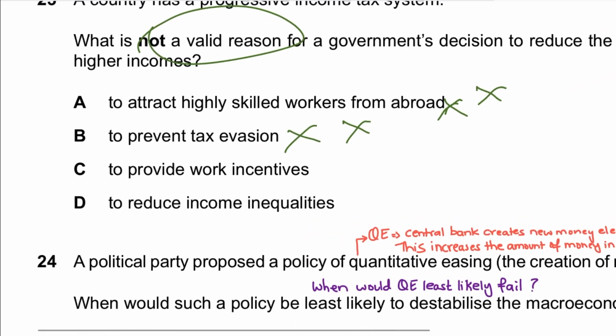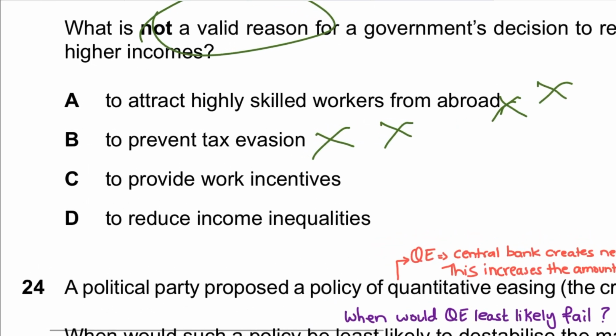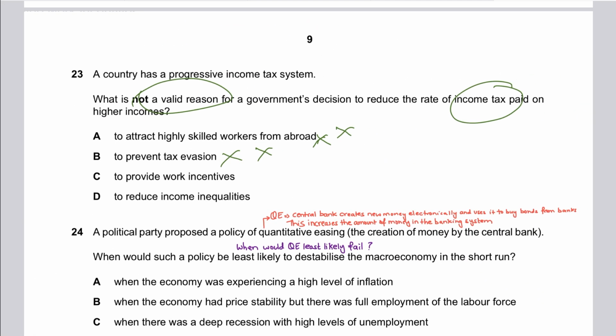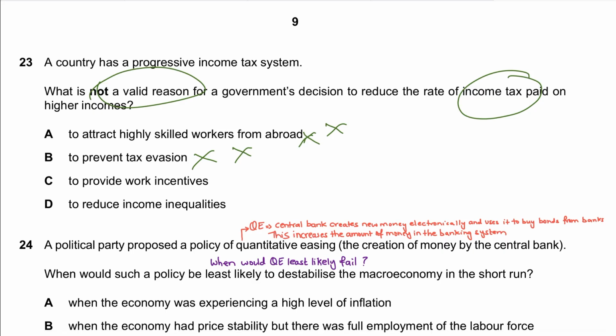Number 3, C says to provide incentives. Now, if the government is reducing the income tax rates on the upper income groups, which technically means that the government is lowering the marginal tax rate on the higher income spectrum, it means individuals would keep more of each additional dollar earned. So for every additional dollar earned, your disposable income is going to go up, because you will pay less in tax.